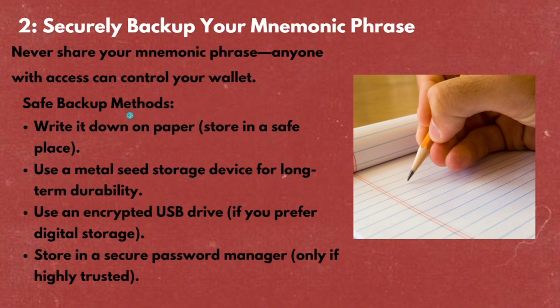To back it up in a safe method, you can write it down on a paper and store it in a safe place. You can also use a metal seed storage device for long-term durability, or you can also use an encrypted USB drive if you prefer digital storage, and you can also store it in a secure password manager, only if highly trusted. And then after that, just verify the backup.